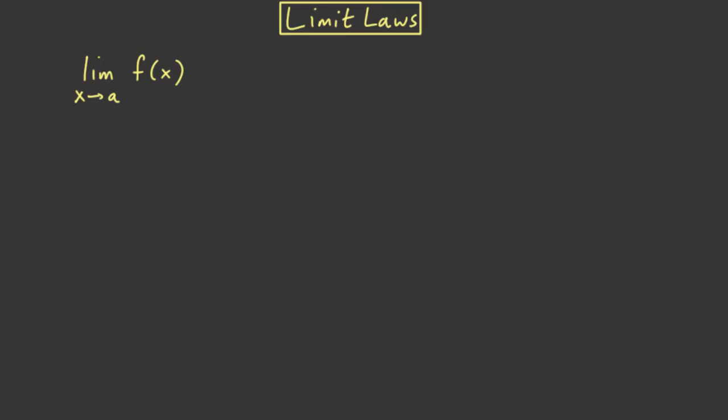So far, we've discussed limits of a single function at a particular point. In this video, we'll talk about what you can do if you know the limit of multiple functions at the same point. So here we have the limit of f of x as x approaches a, and let's say that's equal to 5. And then over here, we have the limit of g of x at the same point a, and let's say that we know that limit equals 3.